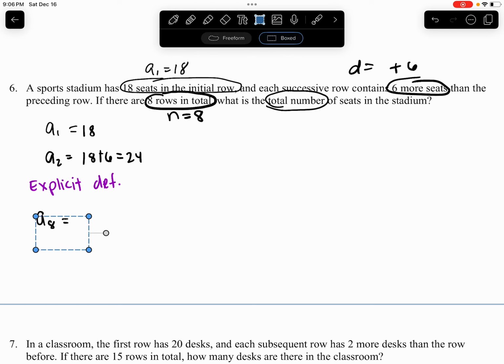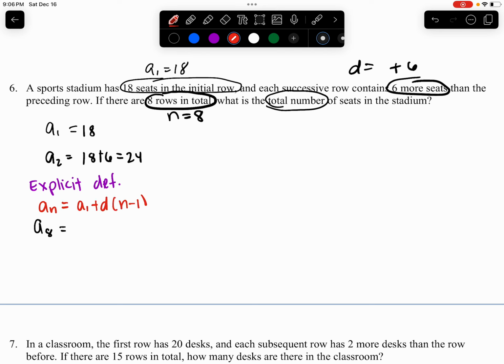so explicit formula, first of all, is A sub n equals A1 plus D times n minus 1. So A1 is 18. My common difference is 6. My n is 8 minus 1. And if we use a calculator for this, we should get 60. So my last row contains 60 seats.